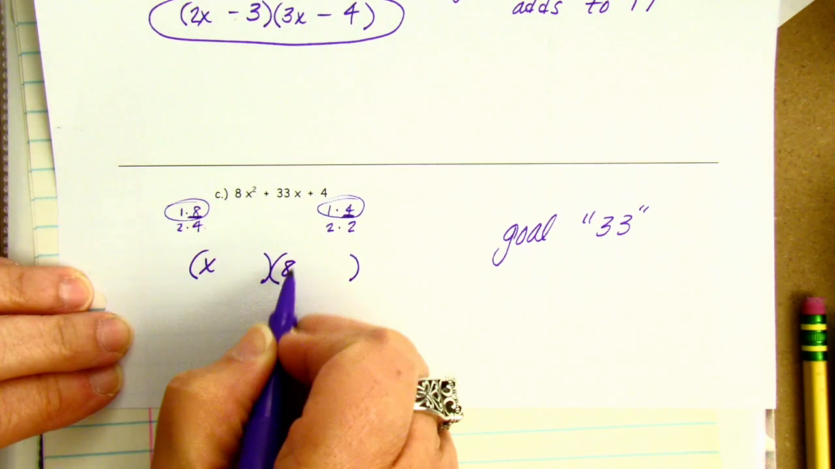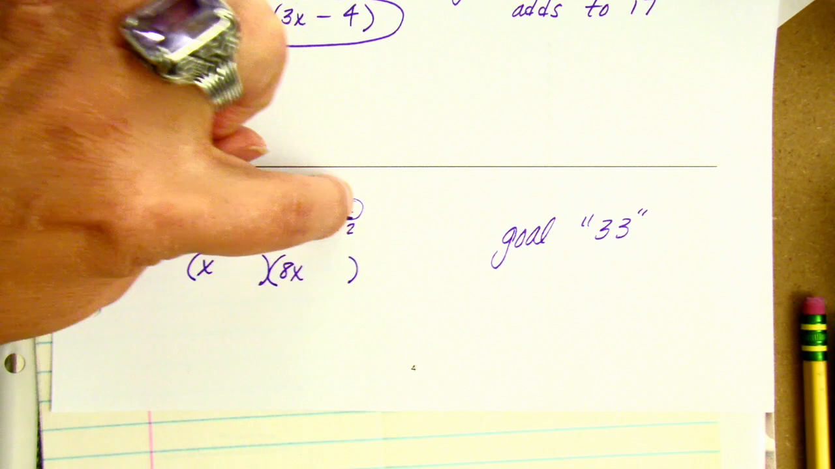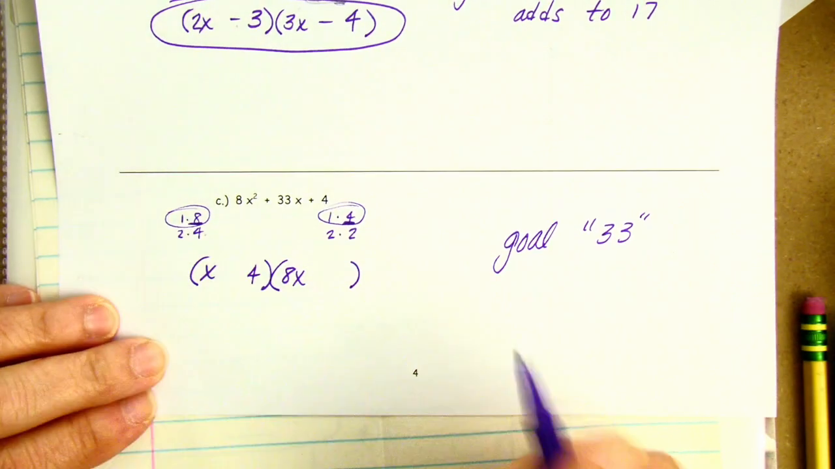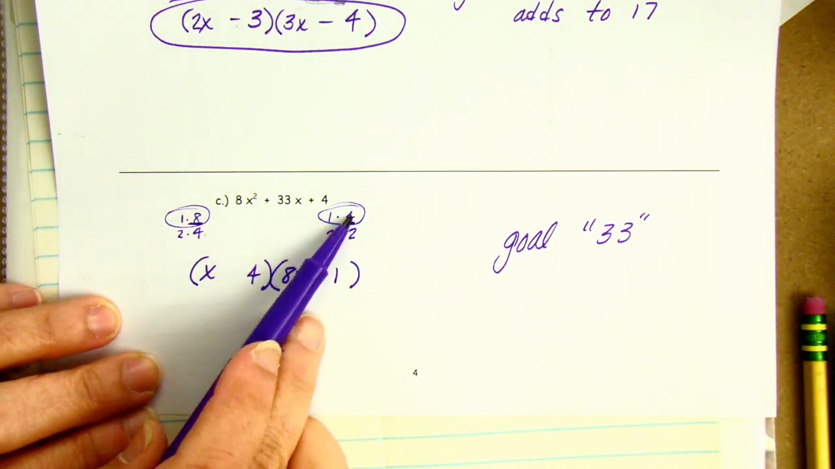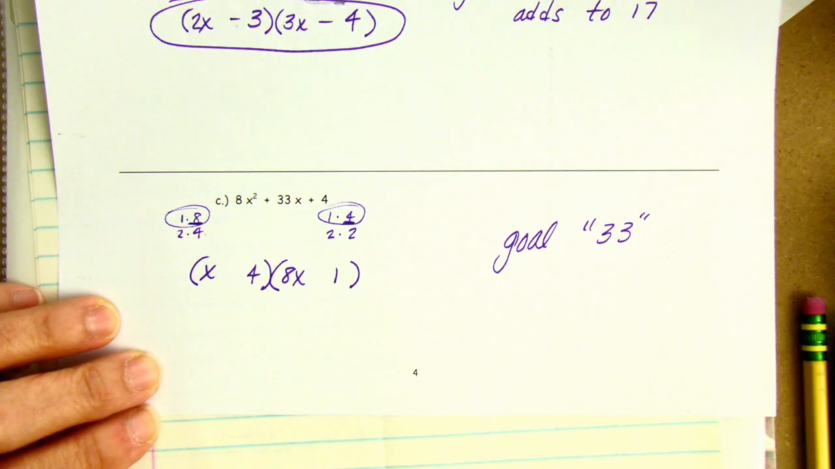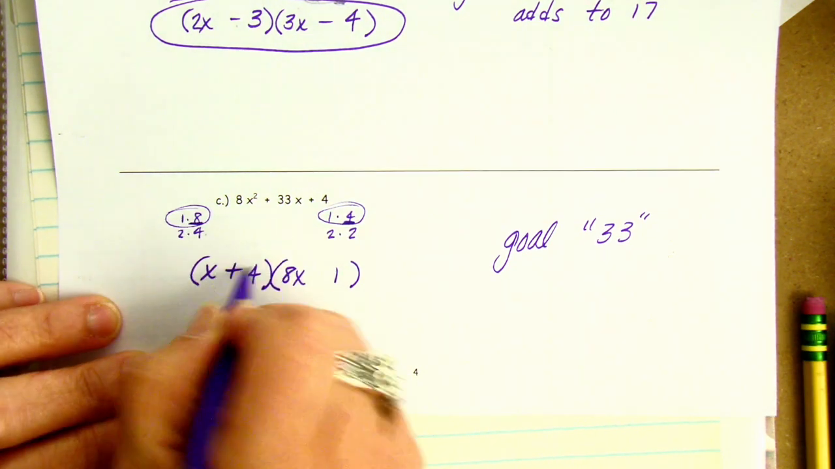And remember, we had to have the 8 being multiplied by the 4. So the 1 goes over here. See? The 1 and the 4 are on the right side of the binomials. Signs are the same. They're both plus.